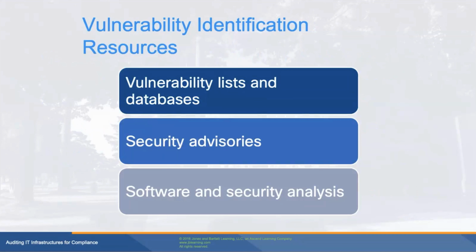Security advisories would come out in your email maybe. Every time there's a flaw in Microsoft's products, they send out a security advisory. And then we're going to use software and security analysis to check our network to make sure that our patches are put into place, things of that nature.